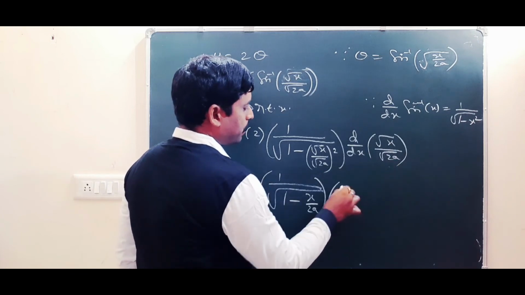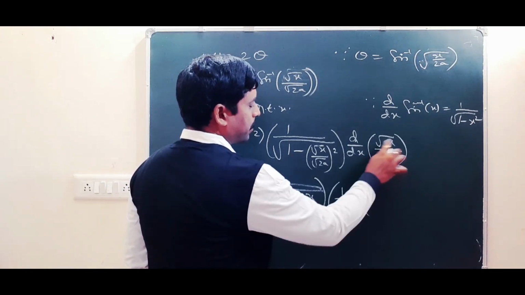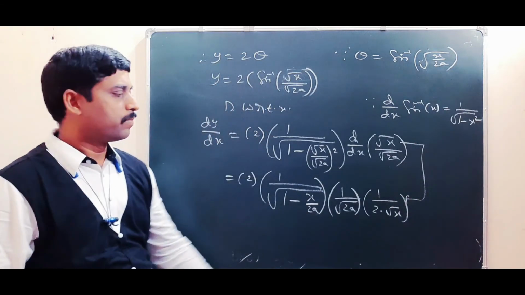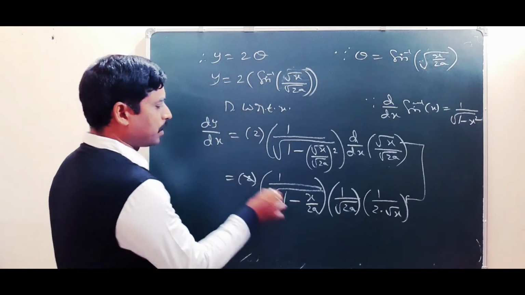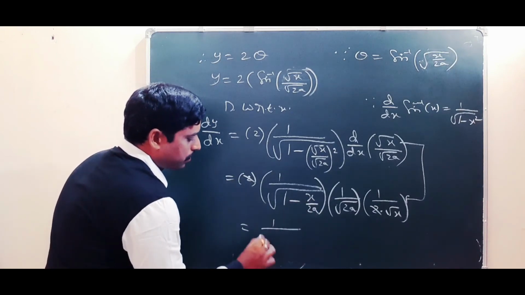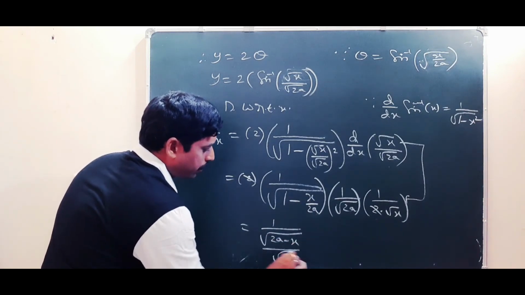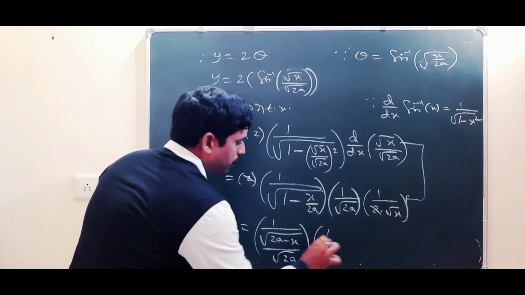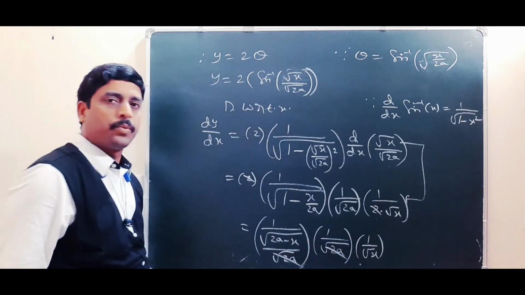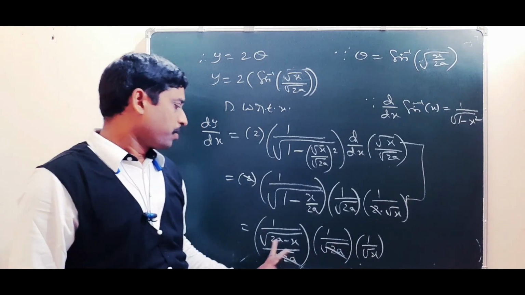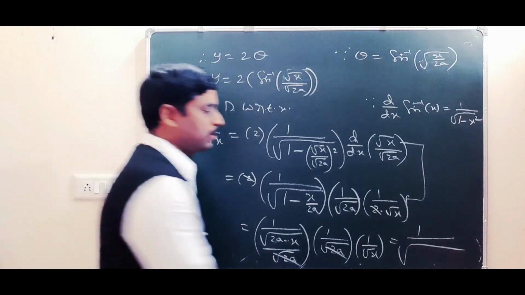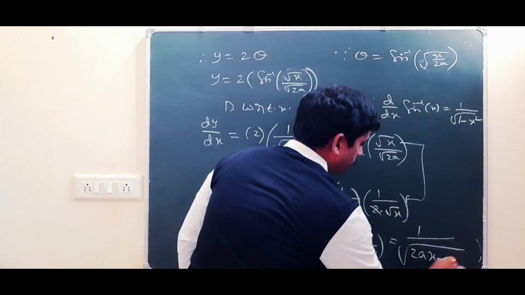It becomes 1 by root 2a, a constant, into the differentiation of root x, which is 1 by 2 root x. The 2s get cancelled. What is the LCM? 2a minus x, giving 1 by root under 2a minus x by root 2a, into 1 by root 2a into 1 by root x. So root 2a gets cancelled. Root x into root 2a minus x becomes 1 by root under x multiplied with 2a minus x, so 1 by root of 2ax minus x square. This is the answer.